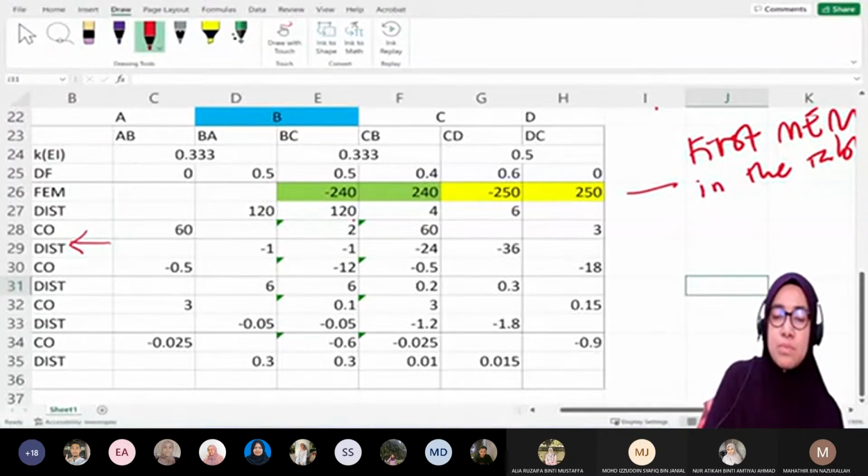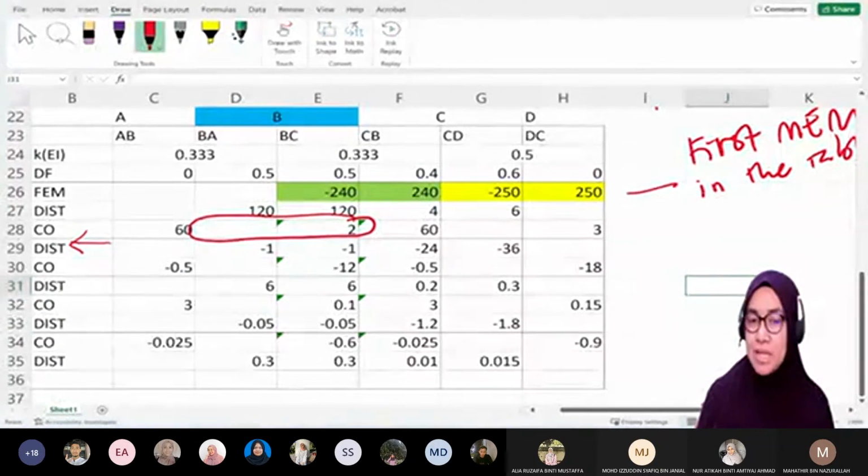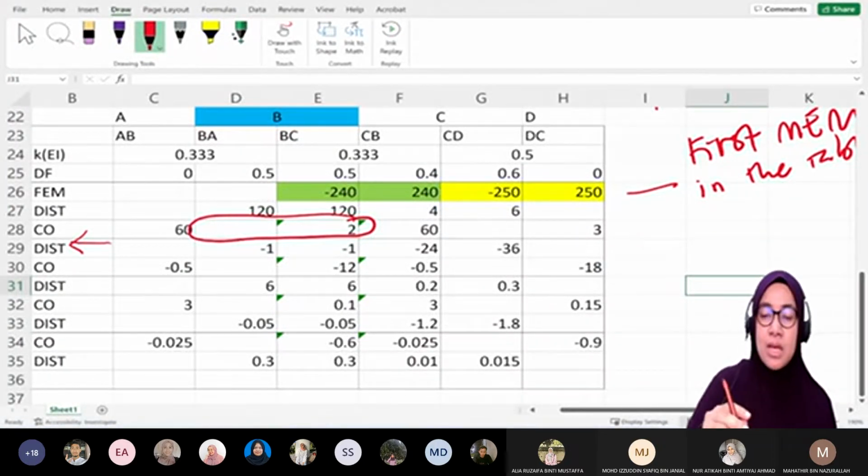Okay, because total yang ni, this is the total, and joint moment opposite. So it is negative 2. Negative 2 times with factor 0.5 dapat negative 1, negative 1. Okay, ni settle. Same goes to this total.